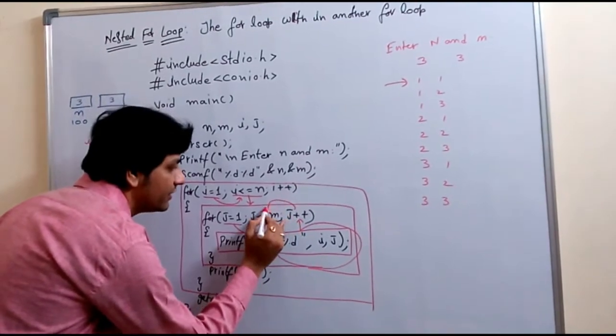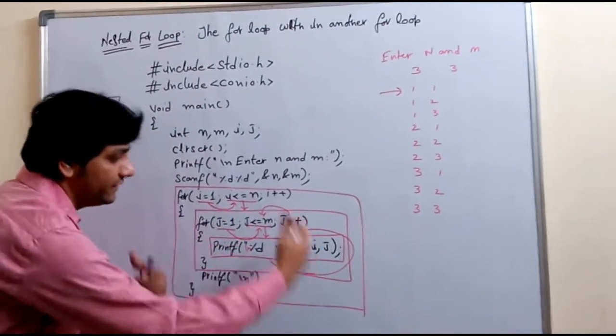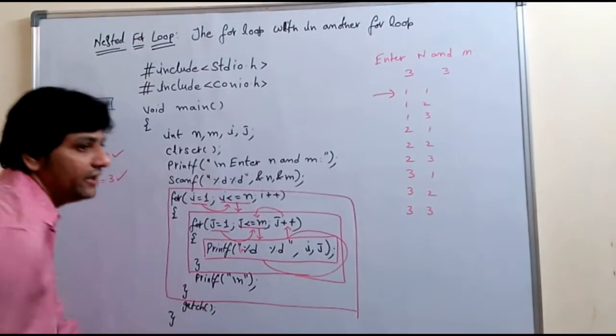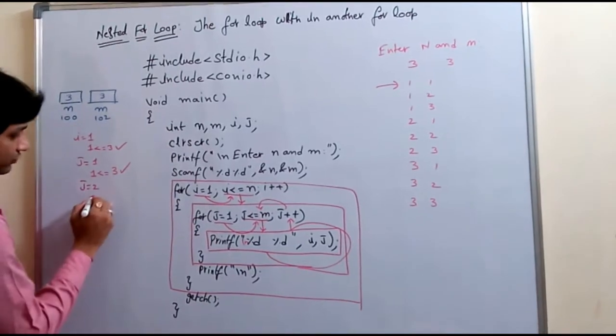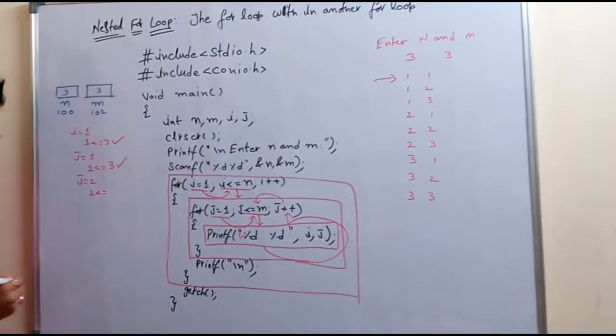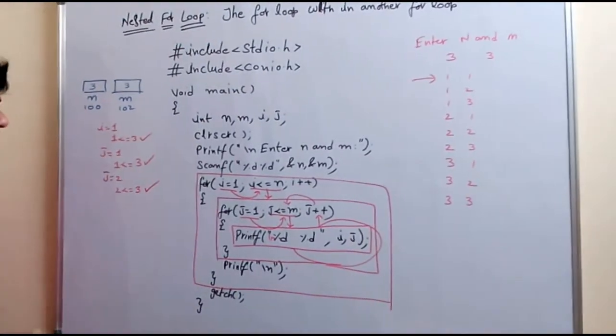Now it comes here. We know that until and unless the condition is satisfied, it is going to be executed. 2 less than or equals to, what is the m value? 3. 2 less than or equals to 3 is right.